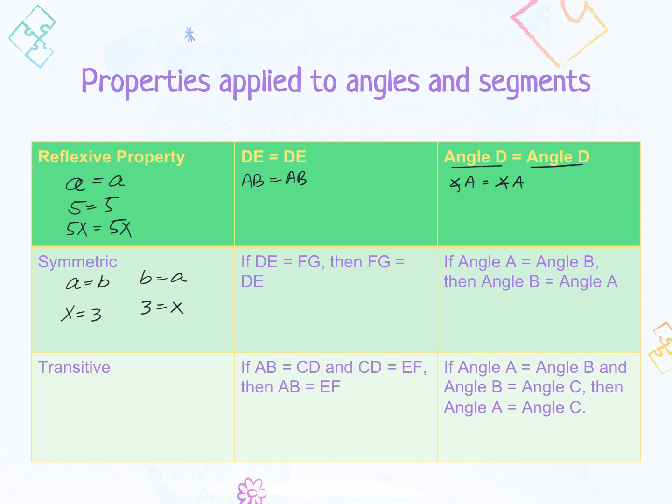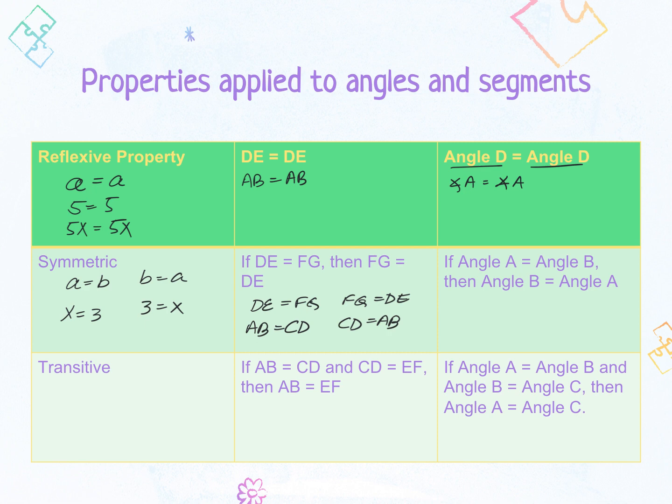And so the symmetric property can apply also to segments, because then I can say that, for example, if segment DE equals FG, then FG equals DE. If segment AB equals CD, then CD equals AB. And all I'm doing is flipping them on the equal sign, and it's not going to make a difference. It's still equal. So the symmetric property applies to segments, and it also applies to angles.